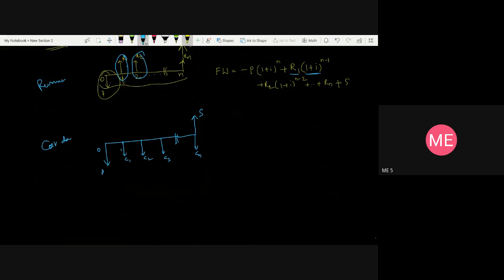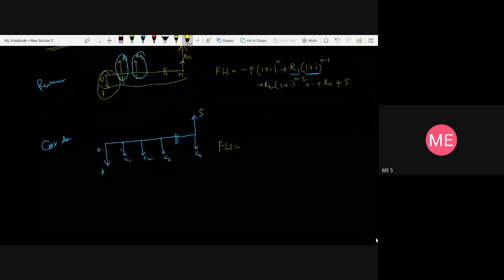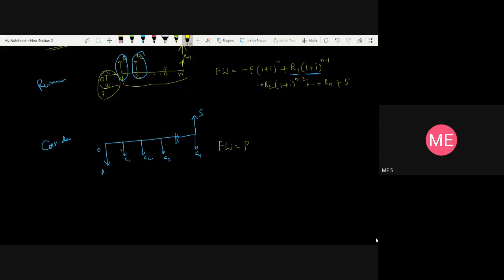Okay, so in this case, how to calculate the future worth? Future worth for each alternative. So for P, because it is cost dominated, I'll be taking it as positive. So P into (1 plus i) to the power of n. Then cost C1 into (1 plus i) to the power of n minus 1, plus C2 into (1 plus i) to the power of n minus 2, and so on, up to Cn into (1 plus i) to the power of n minus n, that will become like this. And here the salvage value is a revenue, so that will be taken as negative, so minus S.